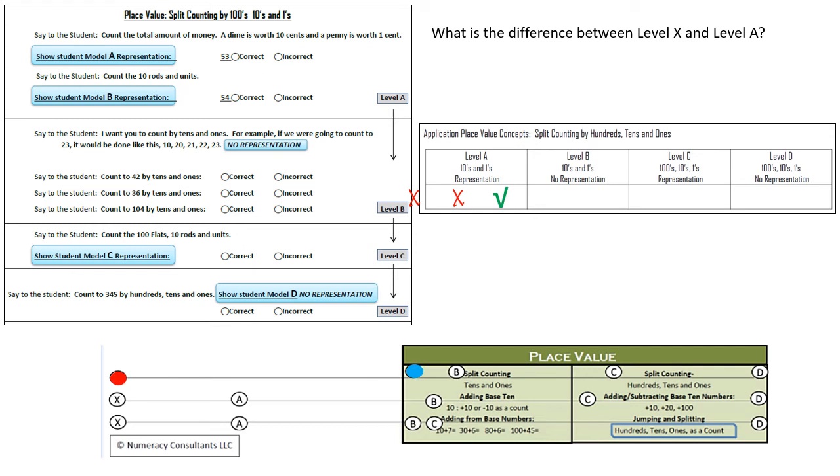If you take a look here, if they get it wrong, you could just fill in this X right there. And if they are able to do it, you can give them credit for that, because that means that they were able to count by hundreds, tens, and ones, and you would draw that dot in right there.